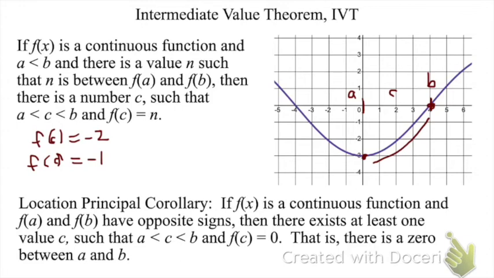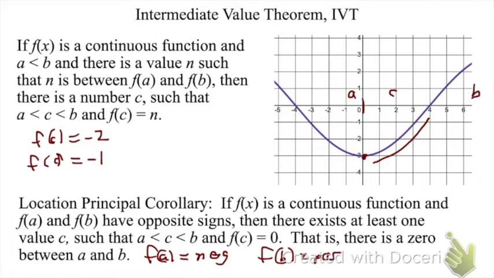So there's a corollary to this, the location principle corollary. So if there's a continuous function and we have opposite signs for our a and our b, let's say now, instead of our b being at x equals 4, we're going to do b is at 6 now. So what it says is that f of a, in this case, is negative, and that f of b, in this case, is positive.